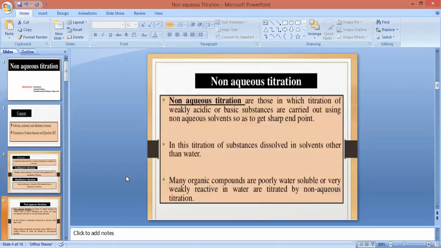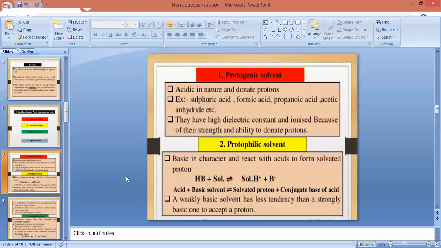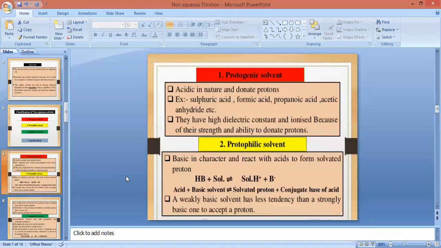Next, principle of non-aqueous titration. In principle, it is particularly used for determination of drug substances that are weak in nature. Solubility of weak drug substances can be increased with the help of non-aqueous solvent. Next, depending upon the nature or property of solvent, the non-aqueous solvents are categorized into 4 basic classes, that is protogenic, protophilic, amphiprotic, and aprotic. Of this, protogenic will donate the proton, therefore it is acidic in nature. Examples are sulfuric acid, formic acid, propionic acid, and acetic anhydride.